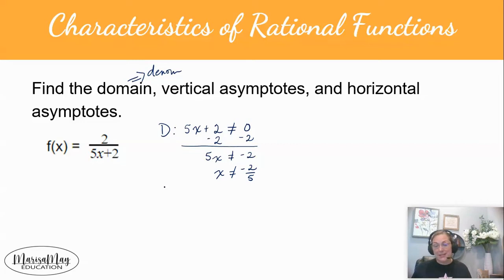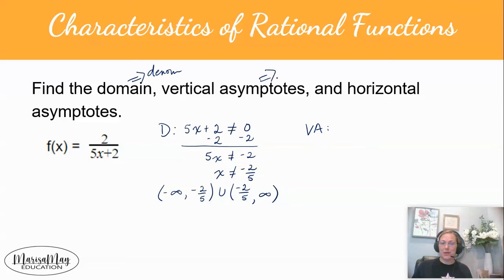If you want to write it in interval notation, we'll just say that our domain goes from negative infinity to negative 2/5, not included, and then it begins again at negative 2/5, not included, and goes on to positive infinity. You can write the domain either way, but I want you to be able to recognize it depending on the format you have. Now, let's take a look at the vertical asymptotes.